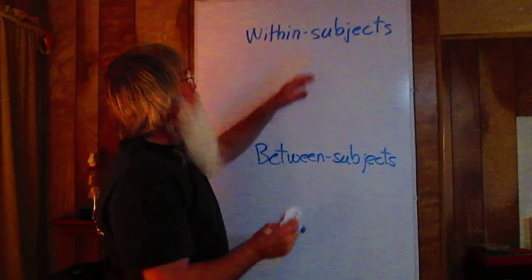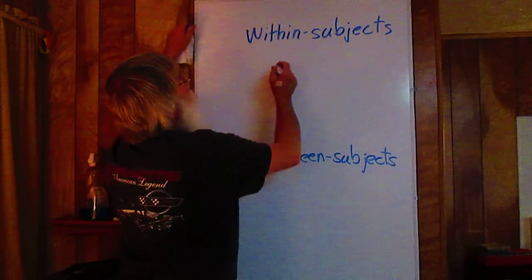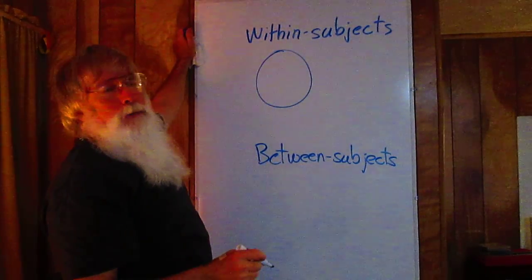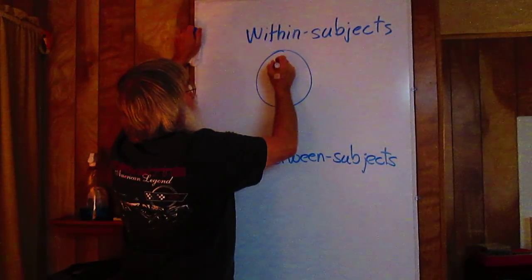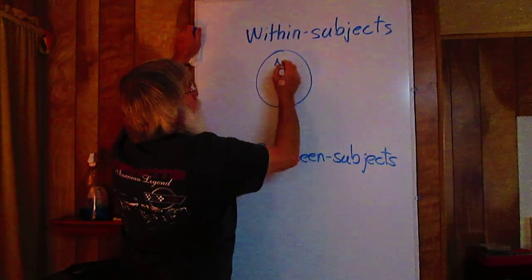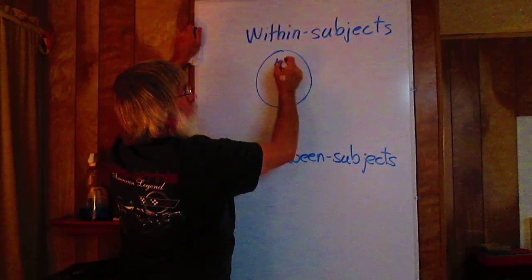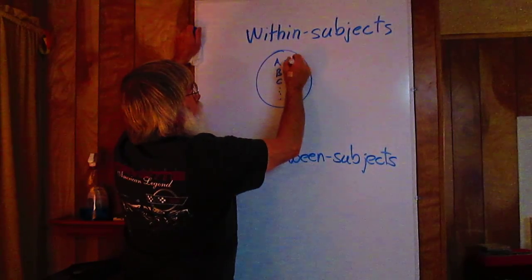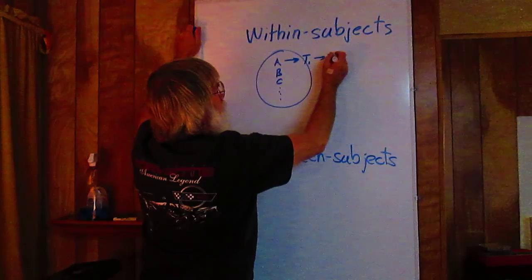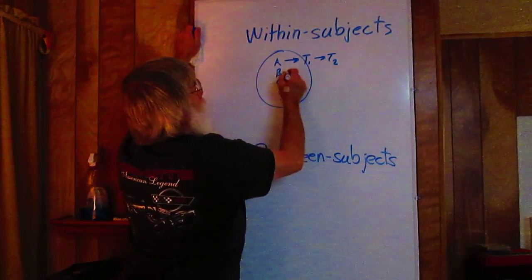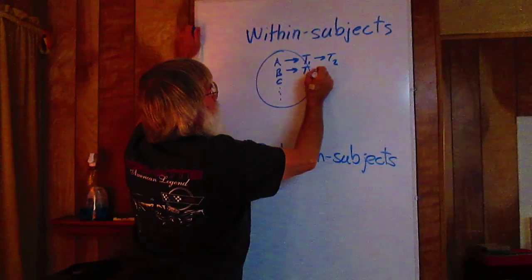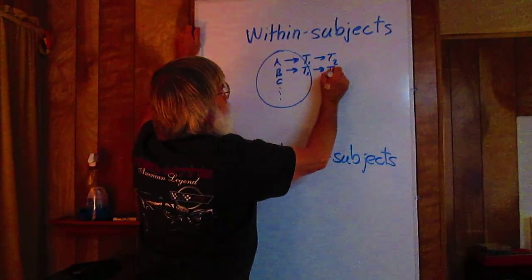A within subjects design has one pool of participants, and everyone in the group gets treatment 1 and then gets treatment 2. Every single member of the group gets each of these treatments.